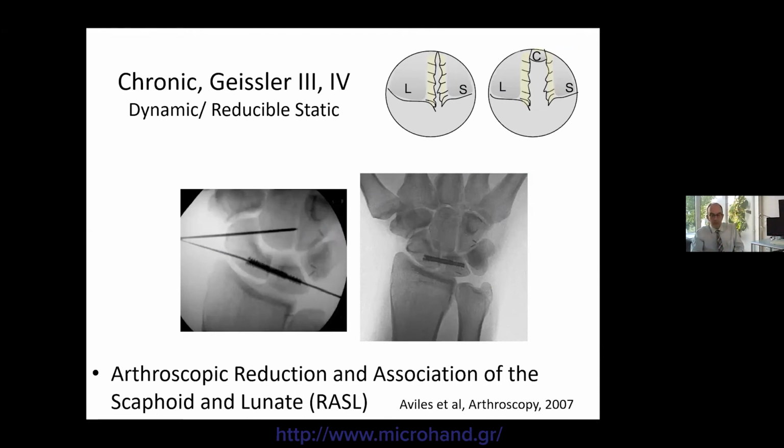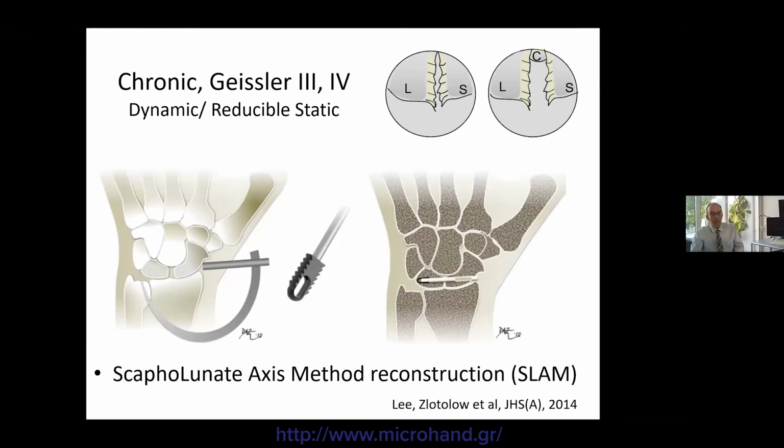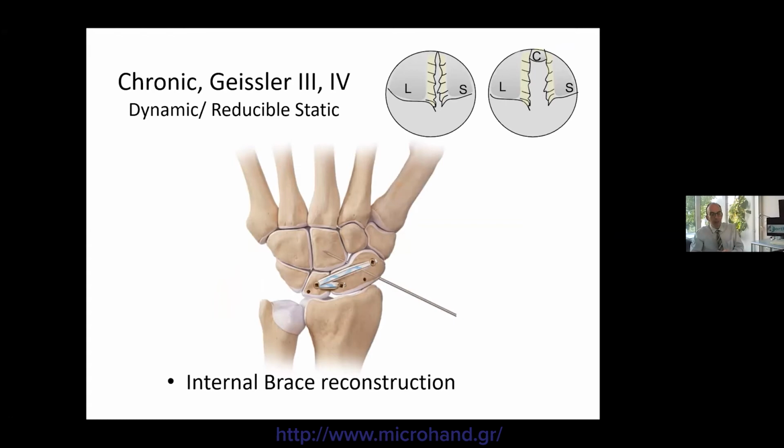There are several other options. One is the Russell procedure, put a screw between the scaphoid and the lunate, or put a special device like in this SLAM method, or more recently, the internal brace reconstruction. But for the first two techniques, I don't think that everyone has replicated the good results of the authors. And this internal brace concept is still under investigation.